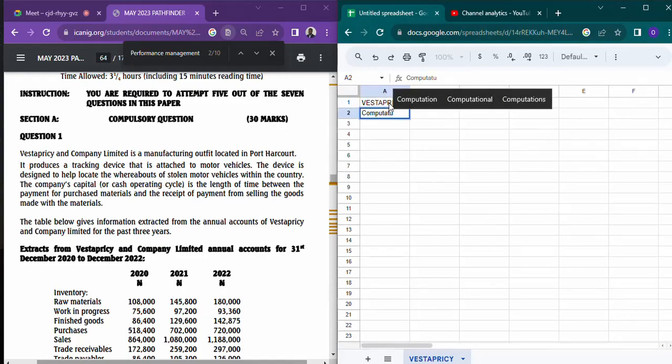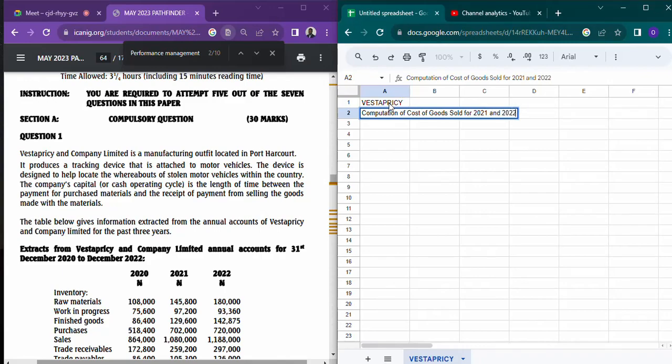Computation of cost of goods sold for 2021 and 2022. Right, so we have 2021 and 2022.